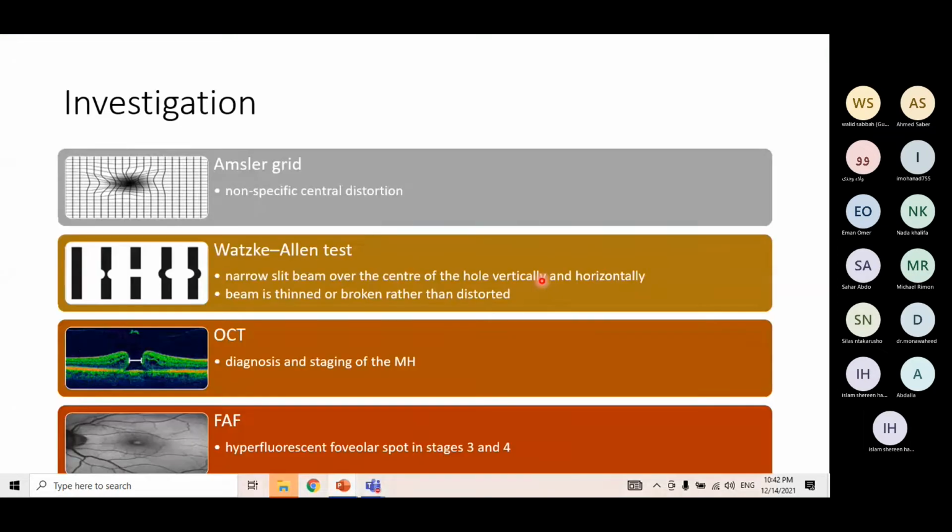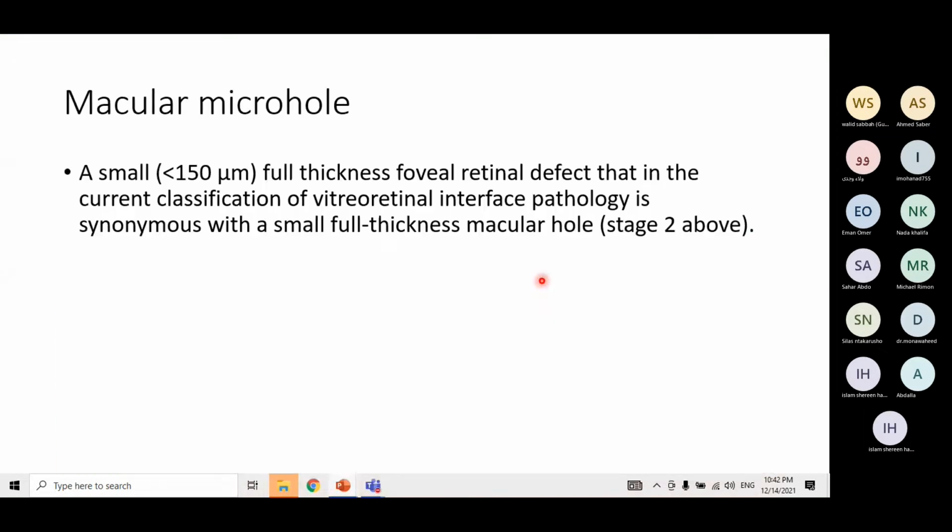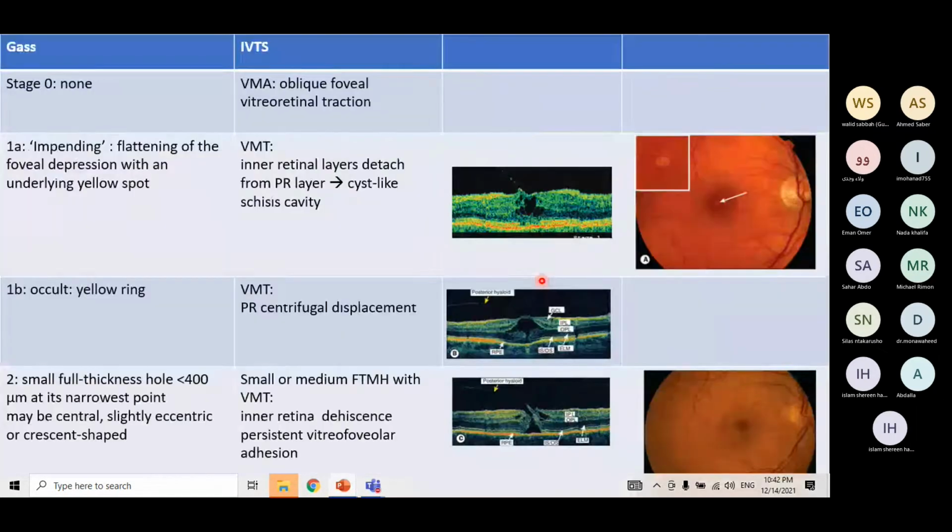Which stages do we operate on? Do we operate on all stages? What stages should I start to operate on? We usually start to operate if it's stage 2 or more.